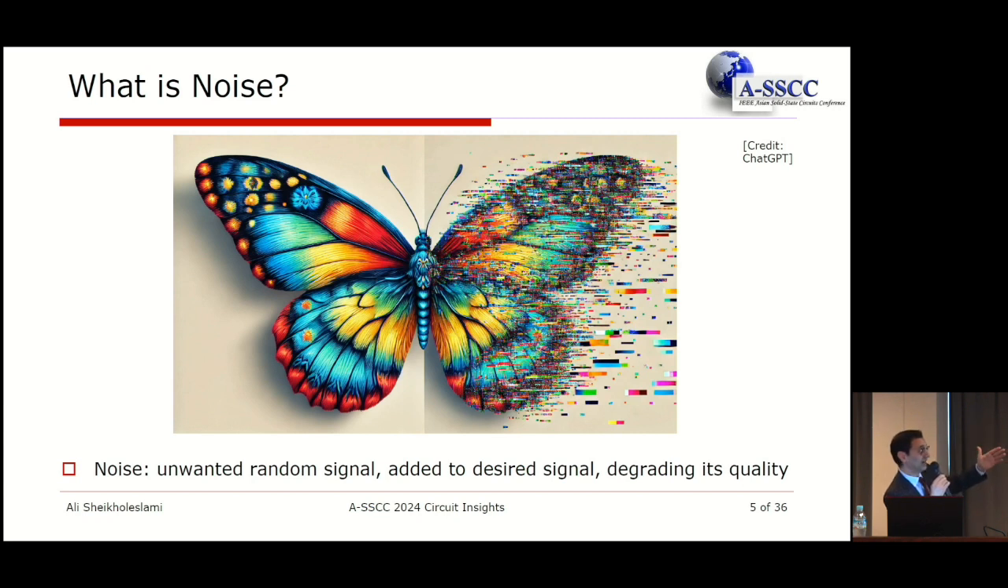But the right half is not distorted by added noise to it. And what it means is that you randomly add colors and pixels to that original image. You can still recognize the butterfly on the right side. But the fact is that the right side has this unwanted random signal that is added to the desired signal and is degrading the quality. This is, in summary, what noise is all about, in terms of image.